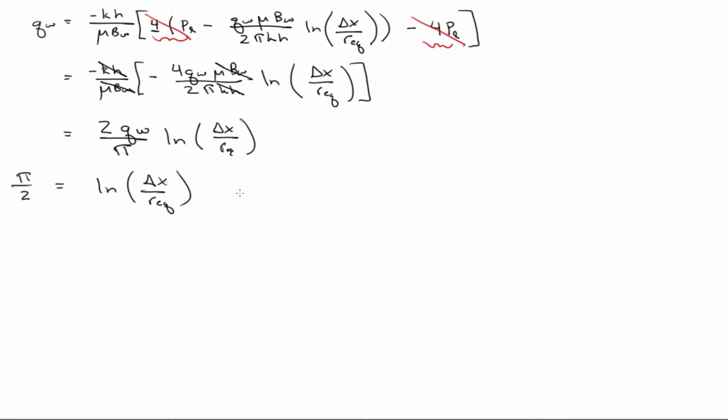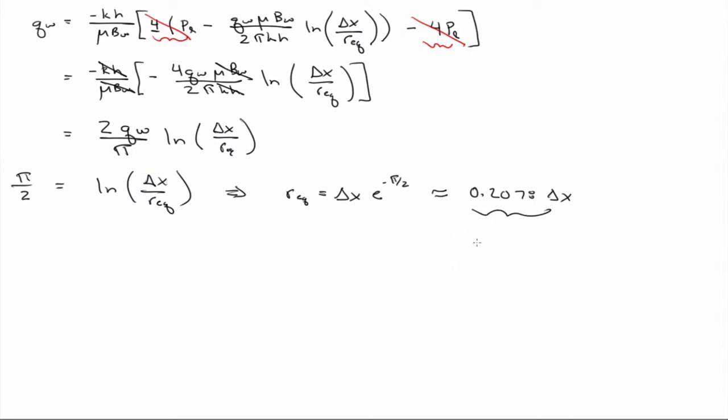And then if we take the exponential of both sides and solve for REQ, we get that REQ is equal to delta X e to the minus pi over 2. Anybody got a calculator out? What is e to the pi over 2? (0.2078) delta X.